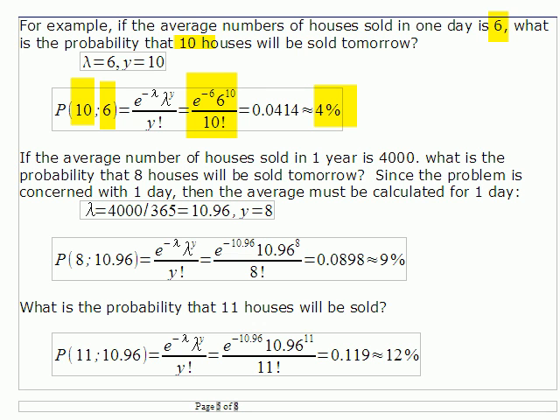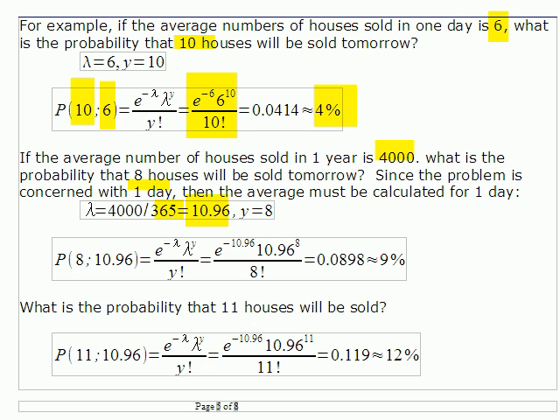What if you sold a whole bunch of houses? Say in 1 year you sold 4,000 houses. What's the probability that 8 houses will be sold tomorrow? The reason for doing this is units. In this problem you want to know if you can sell 8 houses in 1 day, but your data has been given over a year. So you have to get the average for the day, so you divide by 365, and you find that you sold about 11 houses a day, to sell 4,000 in the year. So I'm just trying to point out units here.